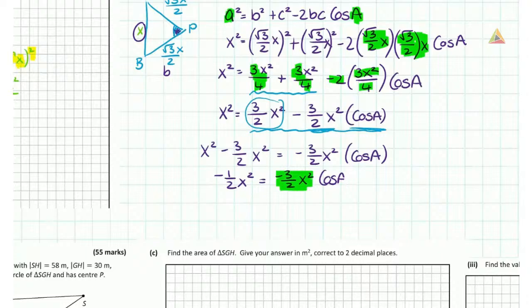So what we're going to do to get rid of it is we're going to divide both sides by minus 3 over 2x squared. So when you do that, you'll notice this will cancel out. You'll also notice that this x squared and this x squared will cancel out. And if you throw minus a half divided by minus 3 over 2 into the calculator, what you should end up with is cos A is equal to, your halves cancel out, so cos A is equal to 1/3.